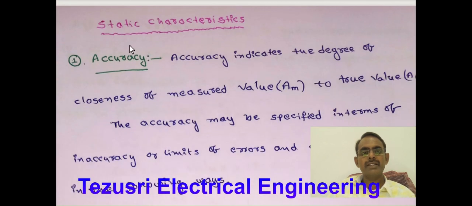We will discuss the static characteristics of a measuring instrument one by one. Number 1, accuracy. Accuracy indicates the degree of closeness of the measured value to the true value. How close the measured quantity is to the true value is called accuracy. This accuracy may be specified in terms of inaccuracy or limits of errors, and accuracy can be expressed in the following ways.